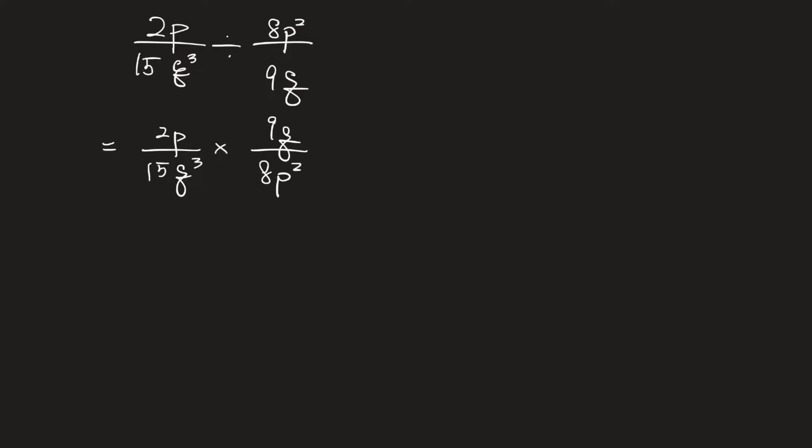So this time cancel down with the common factor 2, and then for this one 3, and then for this one p squared becomes p, and here becomes p. This one q cubed and q here becomes 1, and then q squared. So at the end you will have 3 over 20pq squared.